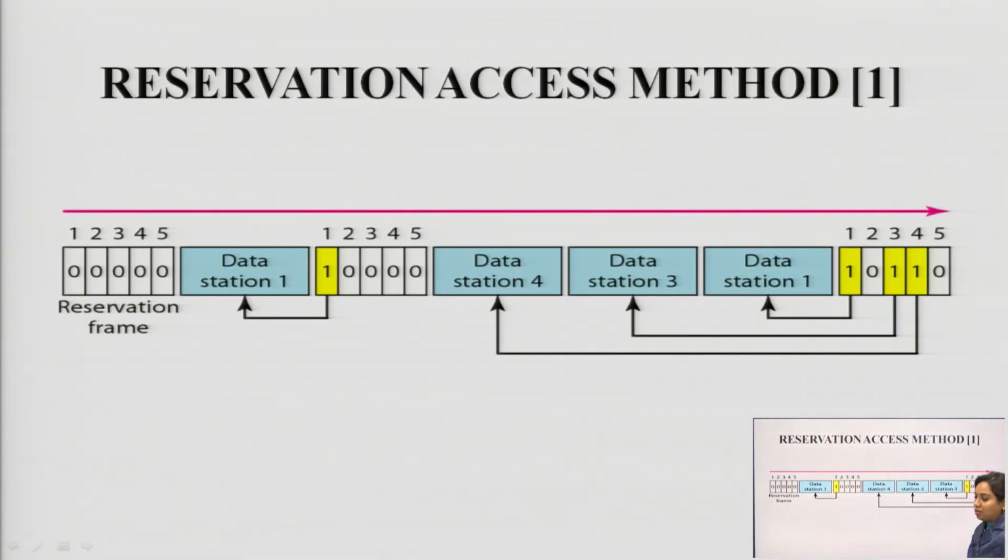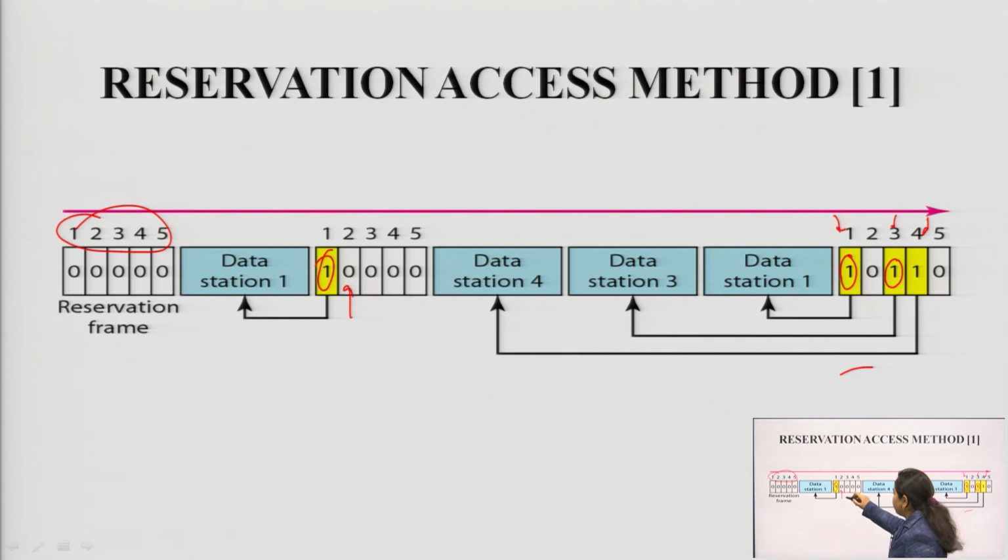Now, the first one under this section is the reservation access protocol. You can see that 5 different stations are connected. So, the reservation frame is there. In this case, whichever position has this 1 bit means it is reserved for data station 1. You can see that this is reserved for data station 1, this is reserved for data station 3, and this is reserved for data station 4. So, that means the first station will transmit the data, then the third station will transmit the data, then the fourth station will transmit the data. So, this is the basic requirement in the case of this reservation protocol.